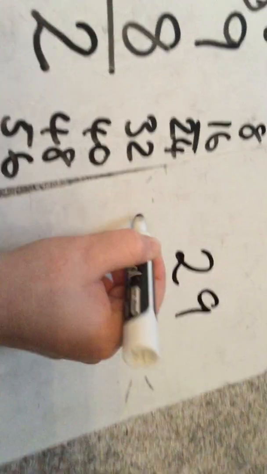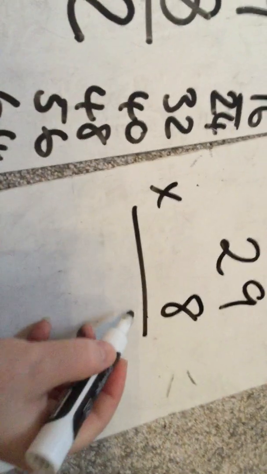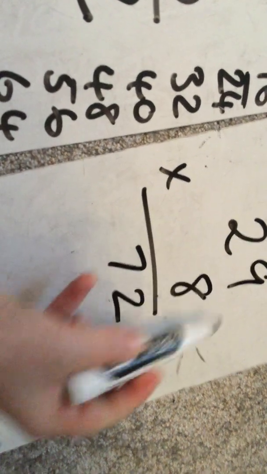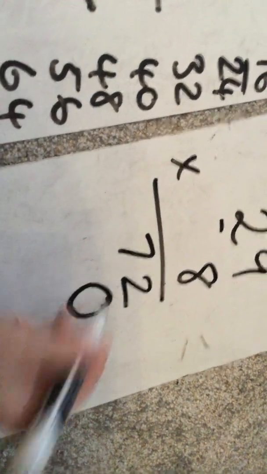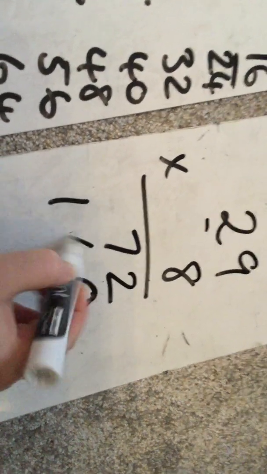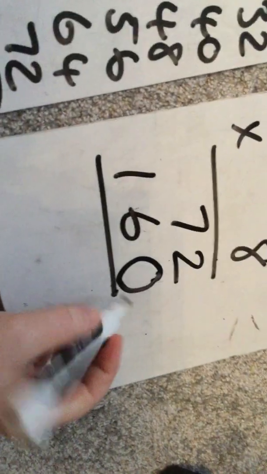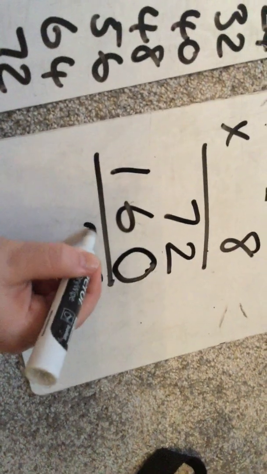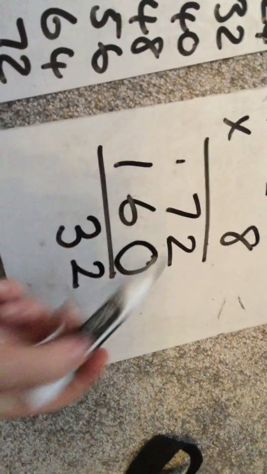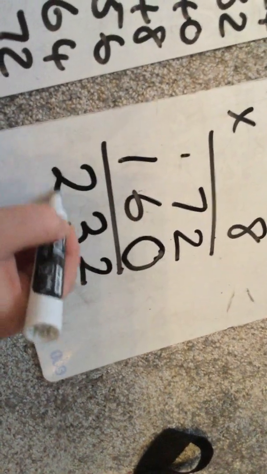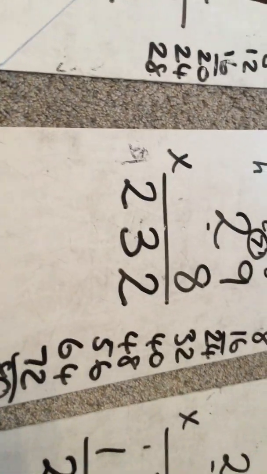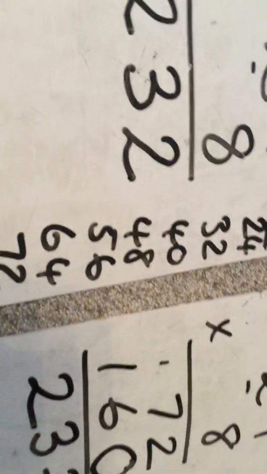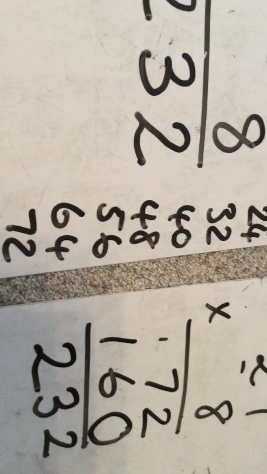Now, if you would like to check your answer using the old method, that would be great. 9 times 8 is 72. 2 multiplied by 8. Remember, this is 20, so you must have that placeholder in there. 2 multiplied by 8 gives us 16. 2 add 0 is 2. 7 add 6 is 13. And remember, we're adding here. 1 add 1 gives us 2. 232.